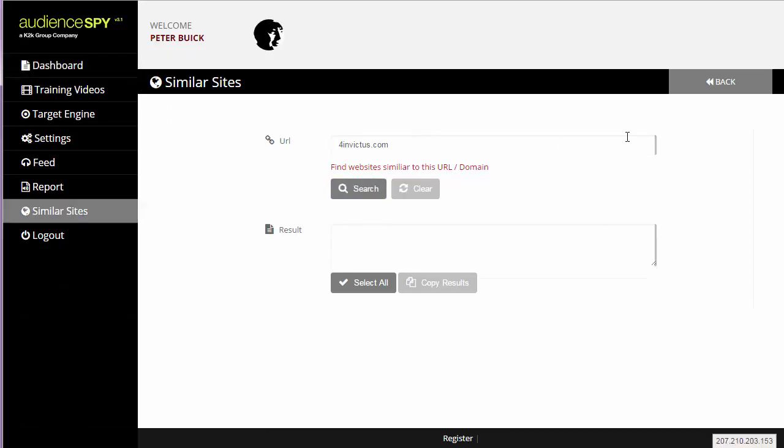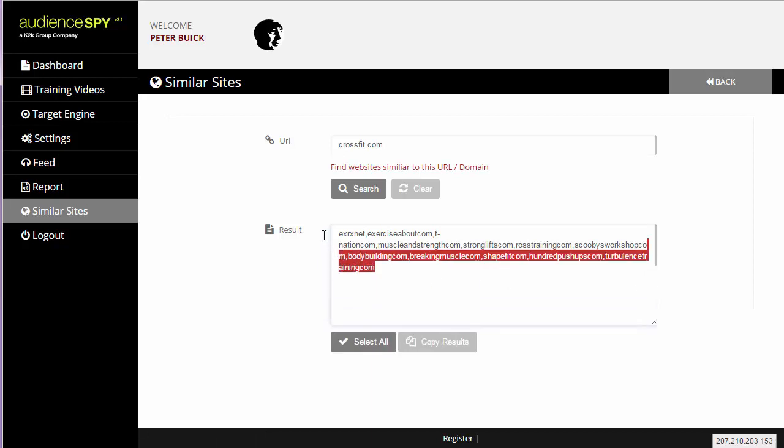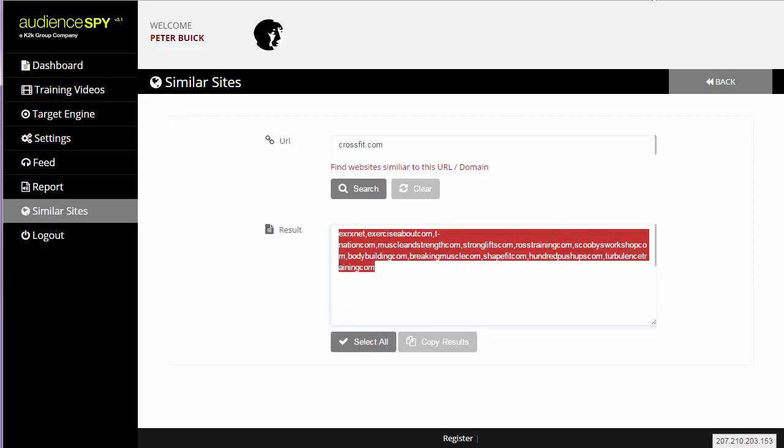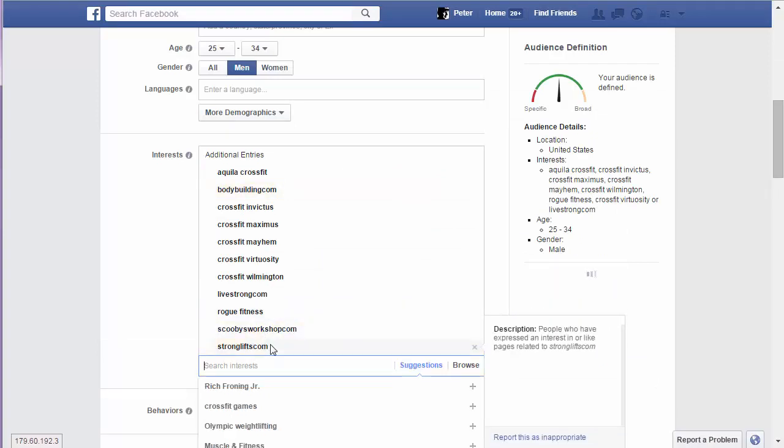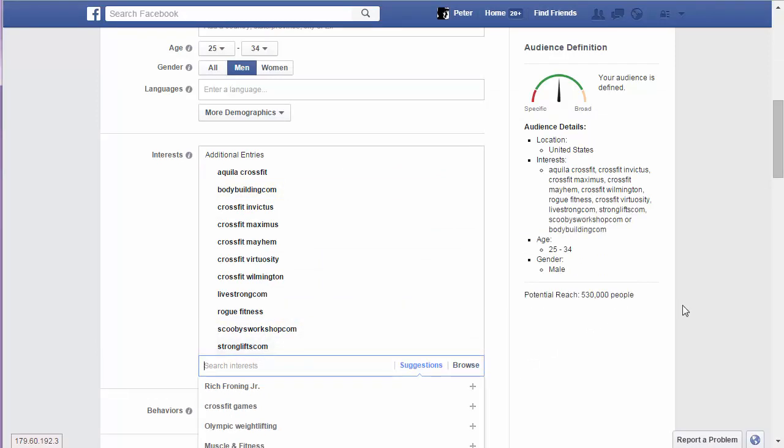Okay, that one doesn't have anything related, but let's do the big one. There's a huge number there. Right, okay, let's set that there, and let's see how many of those are. Right, there was another three or four there, so StrongLifts came up. So now it's gone up to 530,000 people. So 500,000 is pretty good for that.